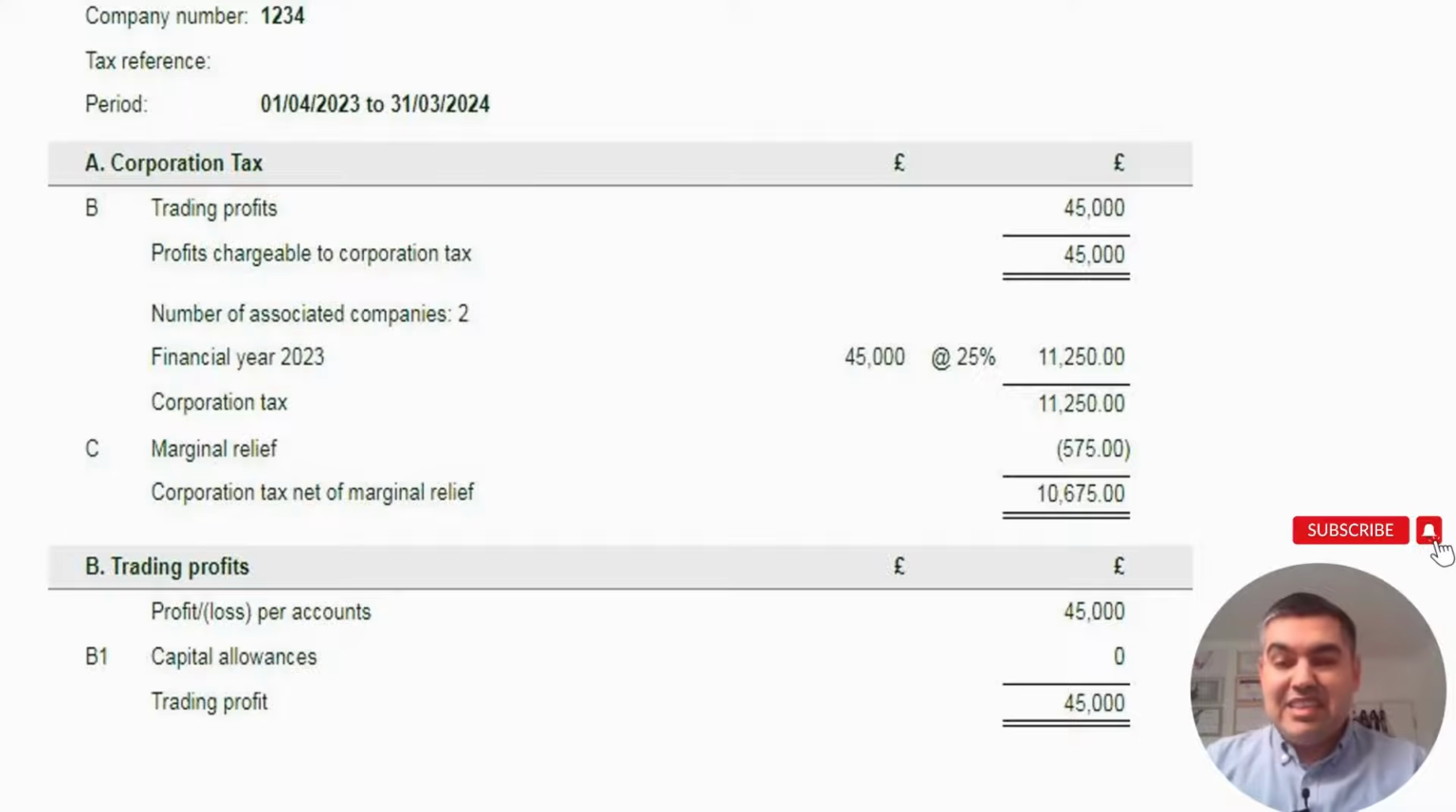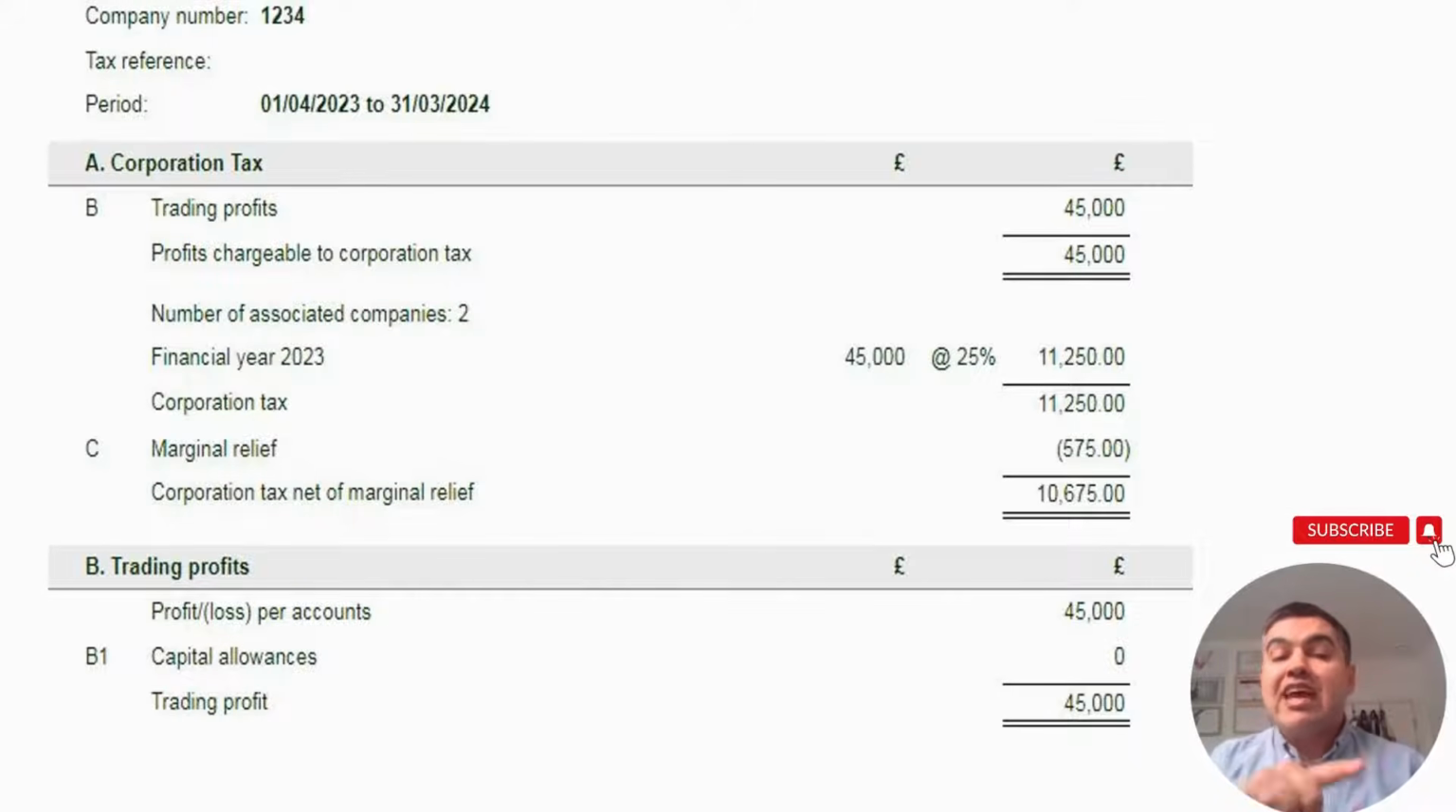Now, there is another example. A trading profit of 45,000, which is also taxable profit. There's no dividend, so it's also an augmented profit. So here the taxable profit is 45,000 and the augmented profit is 45,000. Now, based on the result, the corporation tax rate which should apply is 19%.